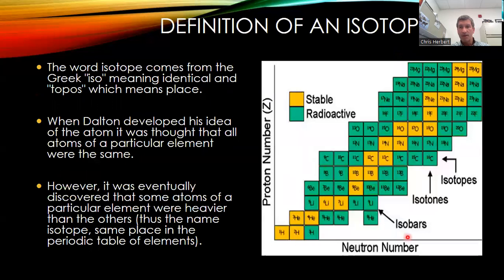So again, isotopes, basically all the same element, but different neutron numbers, different atomic mass numbers. And you can see here all the different isotopes of carbon. Carbon, we'll talk about later on, is one of those magic number elements where we have a lot of isotopes, both stable and unstable isotopes for that particular element.